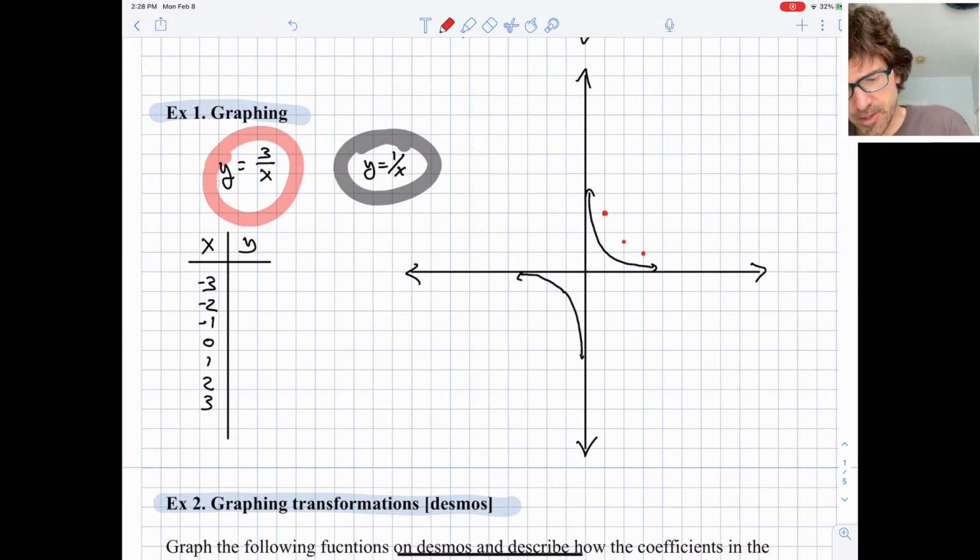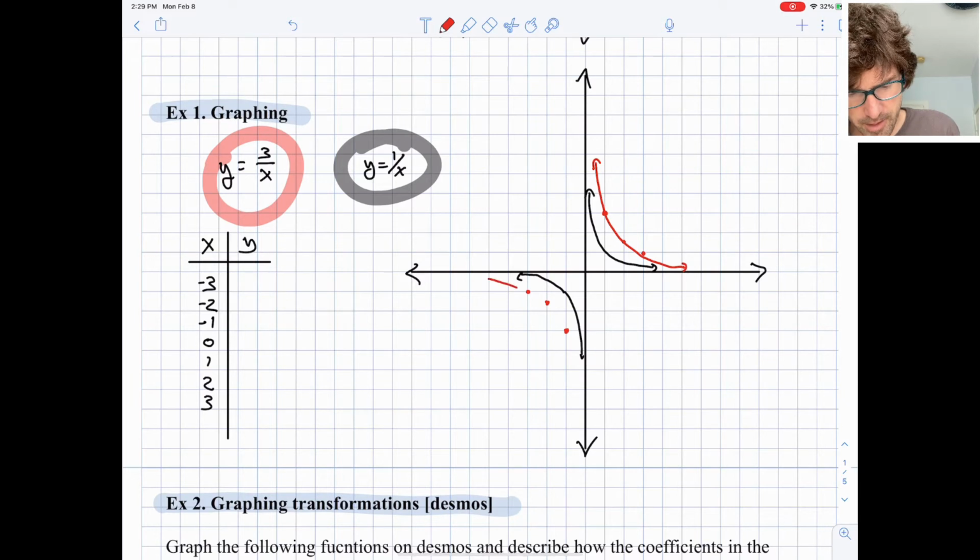Okay, so I hope you can see that pattern right there, and we can continue that graph like so. And that's going to happen in quadrant 3 as well. If x is -1, y is going to be -3. If x is -2, y is going to be -3 halves. And then this value as well. If x is -3, y will be -1.